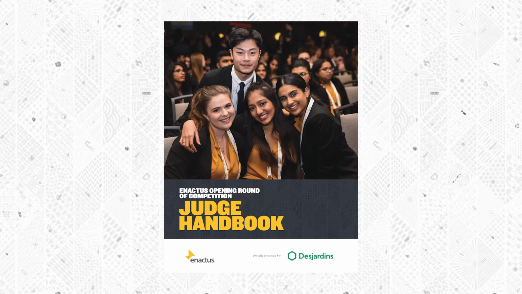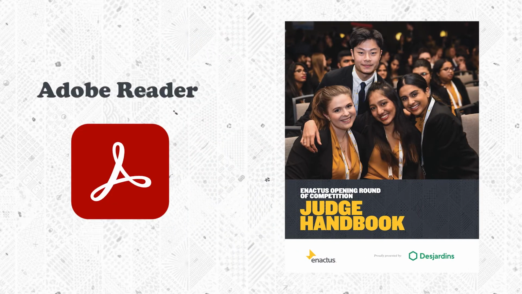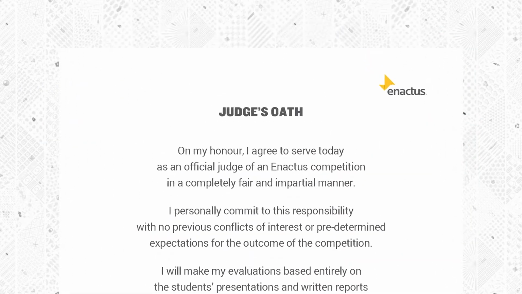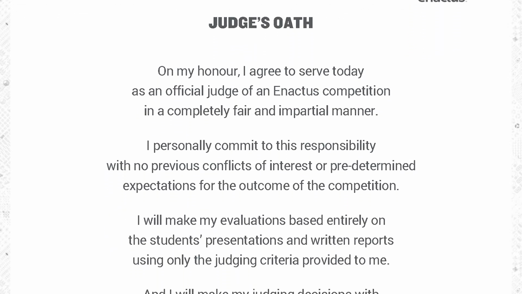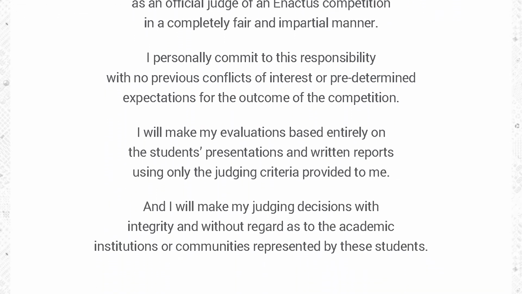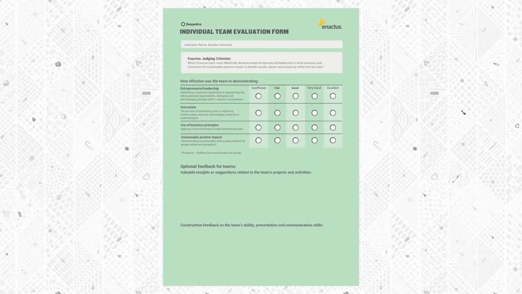Now, let's review the judging tools. If you haven't done so already, please open the judge handbook that was attached to the email you received with your judging instructions. To ensure full functionality of the score sheets, we recommend you open the file in Adobe Reader. First, you'll find the Judge's Oath. This oath is a commitment to fairness and transparency made by every Enactus judge here in Canada and around the world. Then, the green individual team evaluation sheets outline the judging criterion and scoring areas.